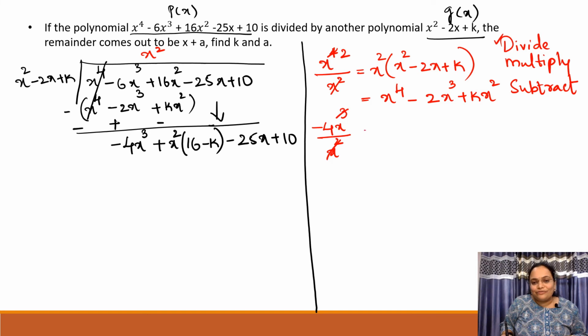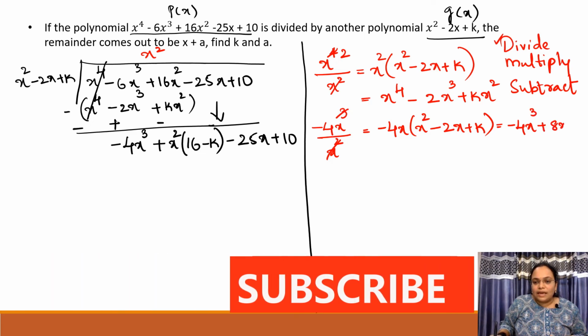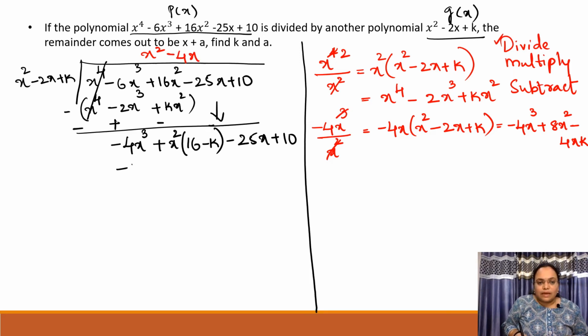Divide minus 4x cube by x square, which is the first term of g of x. So I will get minus 4x. Minus 4x I will multiply with x square minus 2x plus k. I will get minus 4x cube plus 8x square minus 4xk. What is the q of x? That is minus 4. This is minus 4x cube, this is plus 8x square, this is minus 4xk. Okay, you need to subtract it.